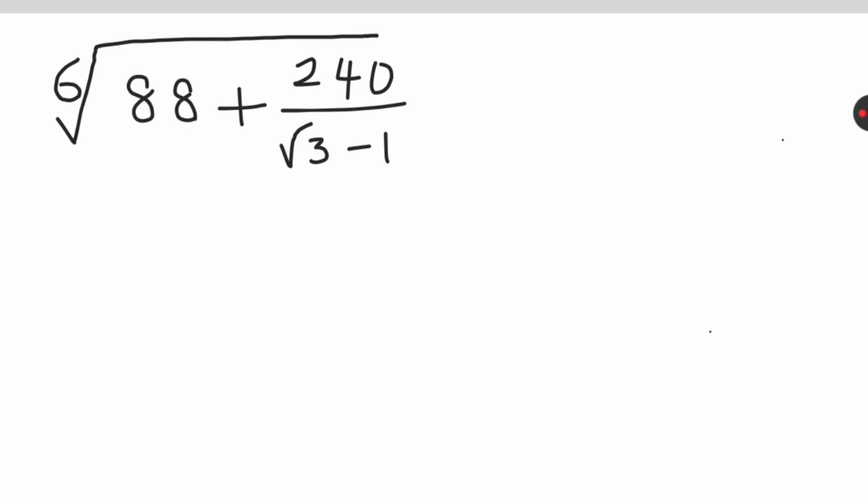Today's question is the sixth root of 88 plus 240 over root 3 minus 1. We need to find the value of this. Let's see step by step. First we will take this 240 over root 3 minus root 1.